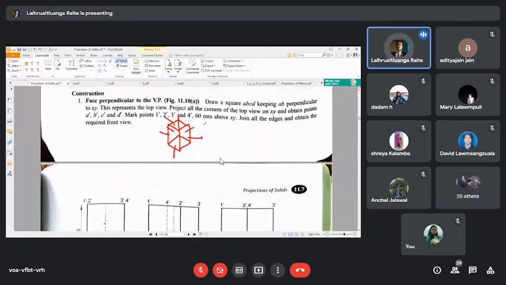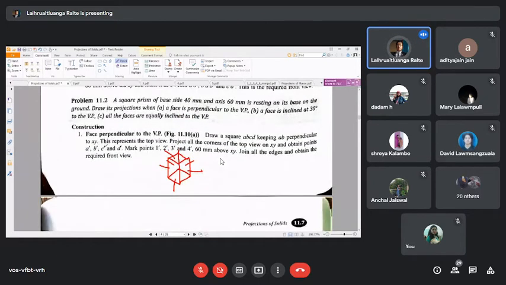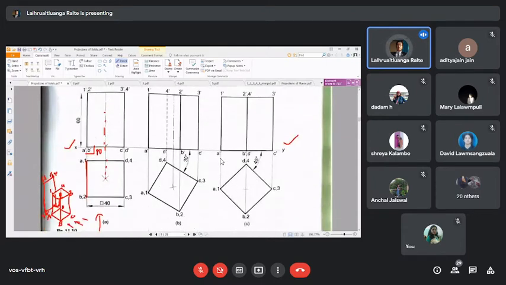Now in our second condition, we have a face inclined at 30 degree to the VP, right? A face is inclined. So here, just like the previous one, we are assuming the face CD43 to be inclined at 30 degree. So when we incline it, I hope you can visualize this as well.